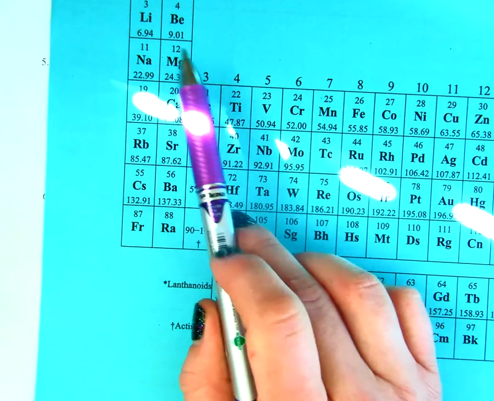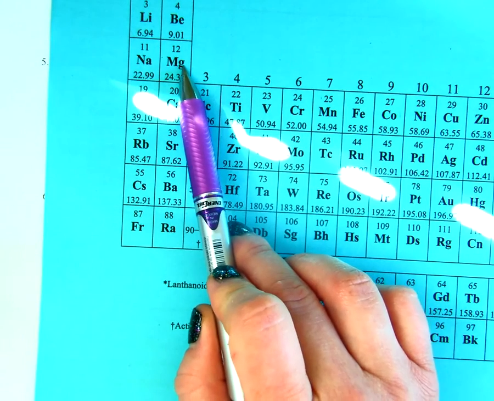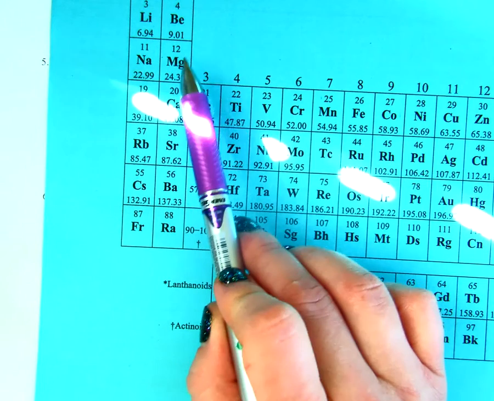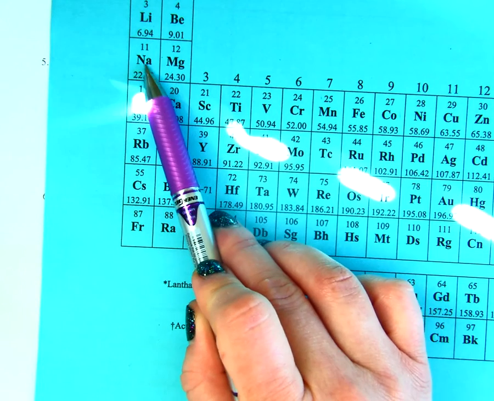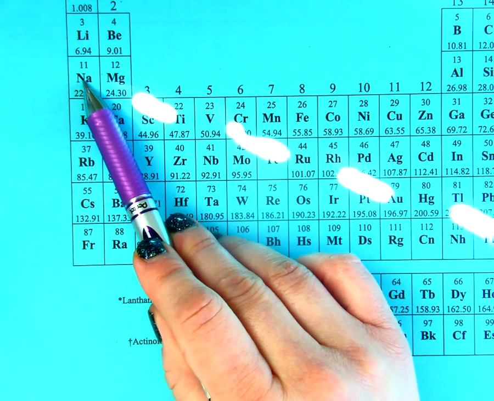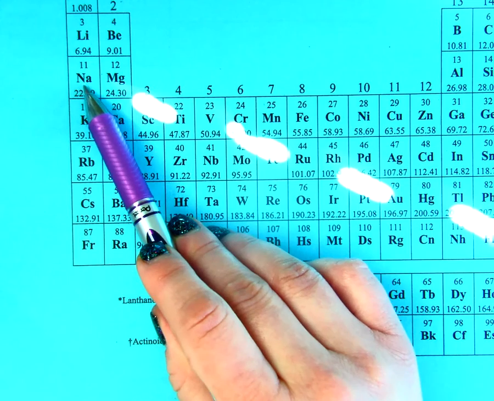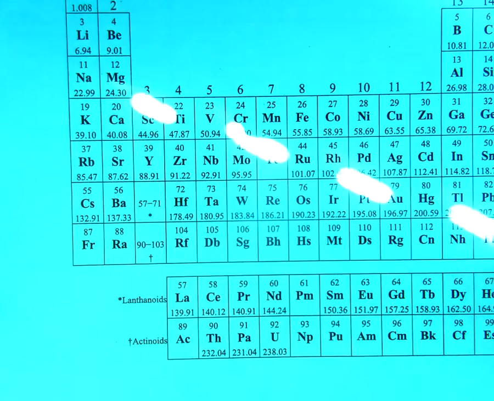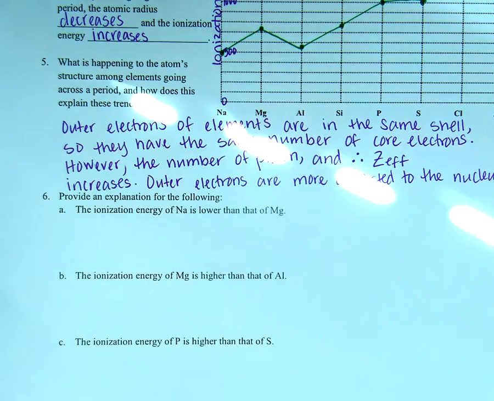Therefore, the valence electrons in magnesium are going to have a higher Z effective. They're going to feel more force and more attraction to the nucleus in magnesium rather than sodium. So that means that the valence electrons in sodium are less attracted to the nucleus. Therefore, they're going to be easier to remove because, again, the proton charge is smaller. Okay, let's summarize.